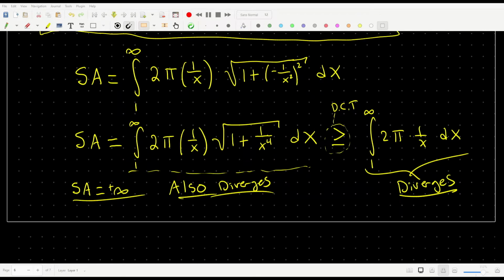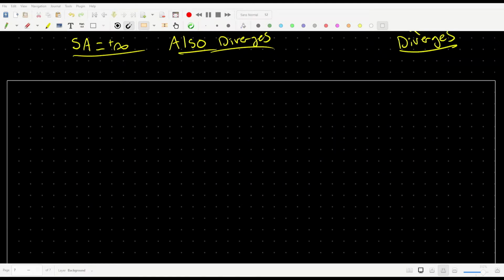So let's continue our discussion on the comparison theorems, and specifically what we're going to do now is define the limit comparison theorem, or the limit comparison test. And much like the direct comparison test, this has a very similar idea behind it for what exactly we're doing. So this is the limit comparison test.